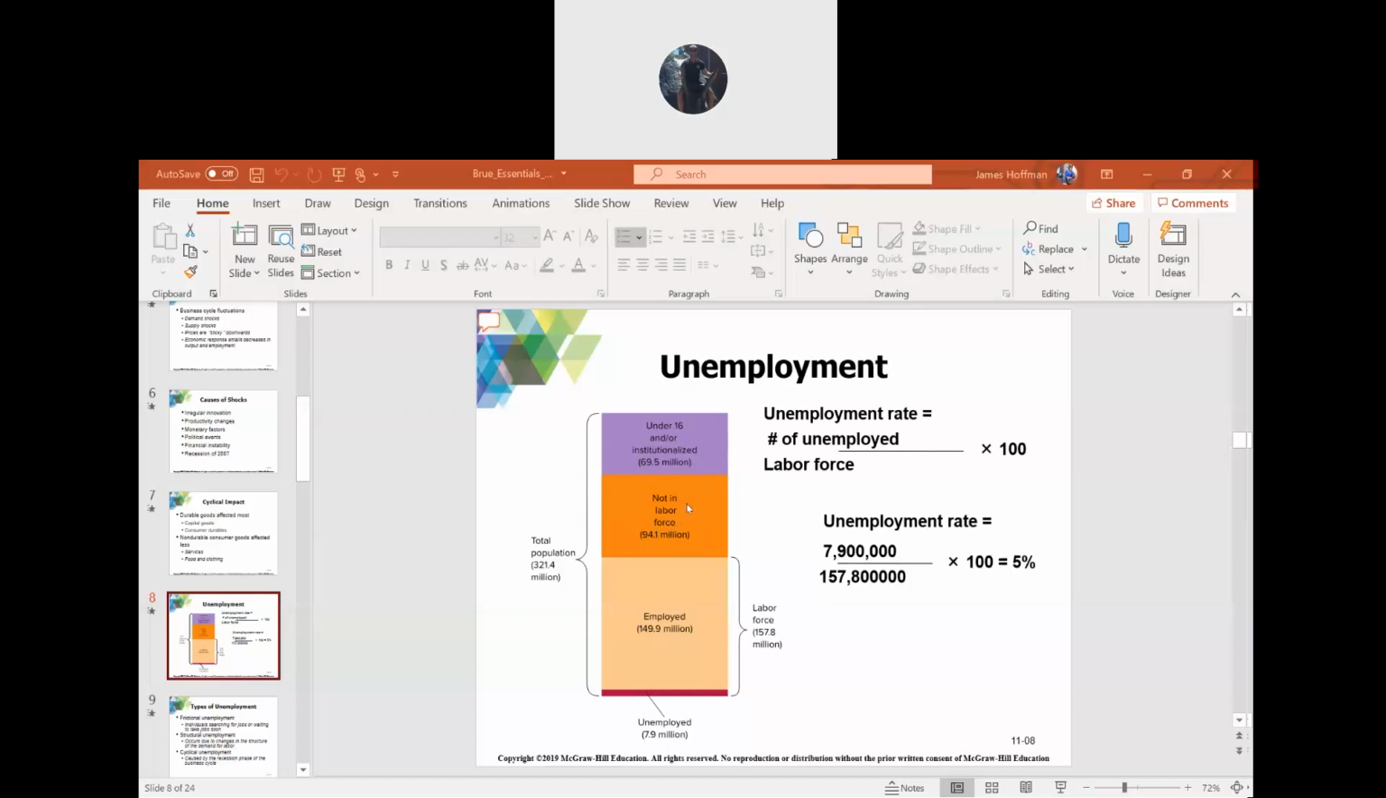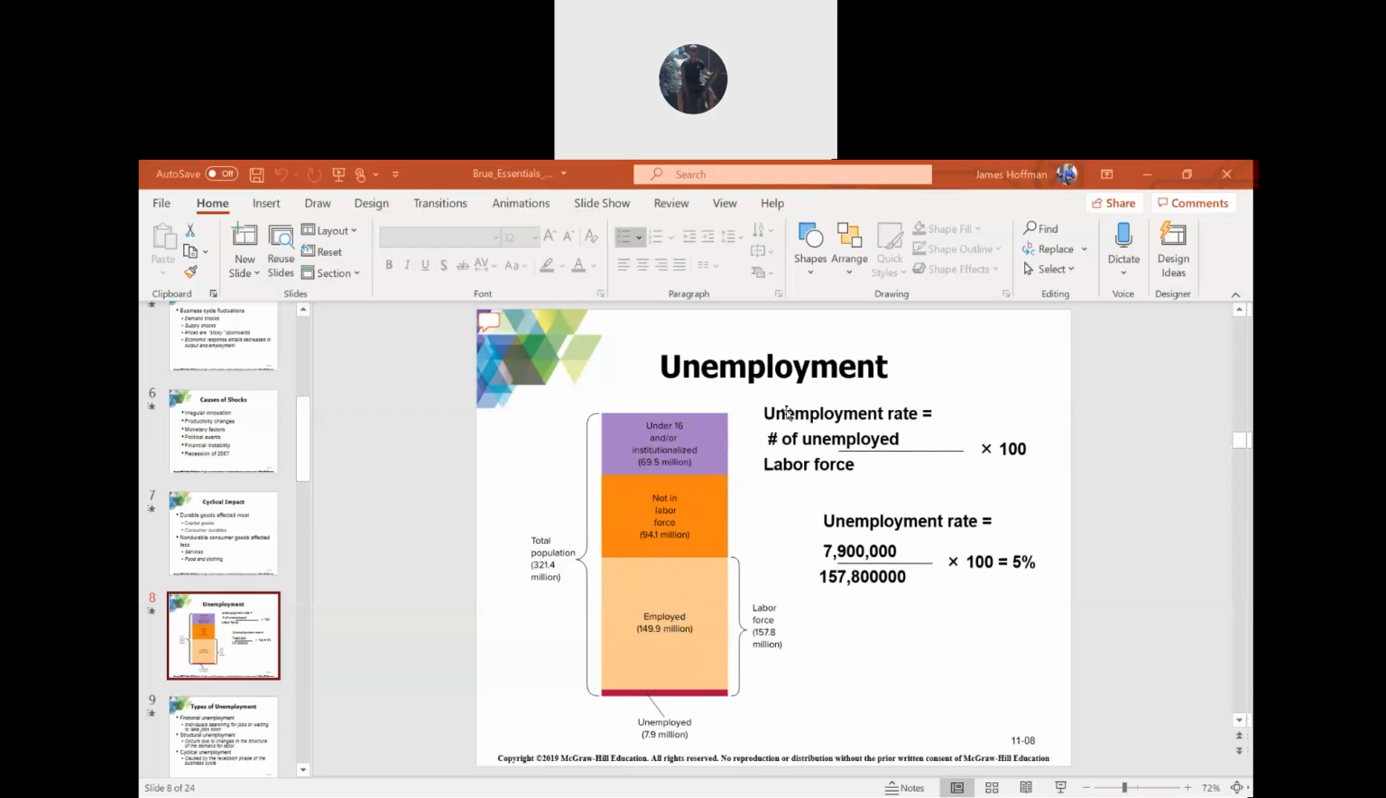Or if you're just not in the labor force. So there's a number of people who are going to school, retired, stay-at-home parents, or just choosing not to work or not to look for work. So those people are not in the labor force either. It's only the people in this category in the labor force that we talk about for unemployment.